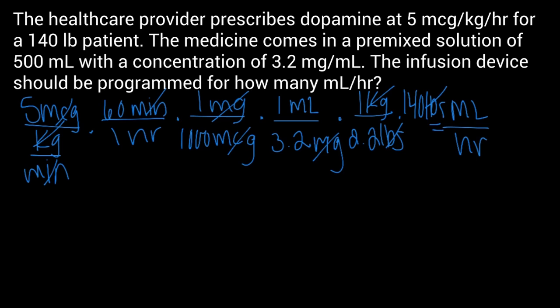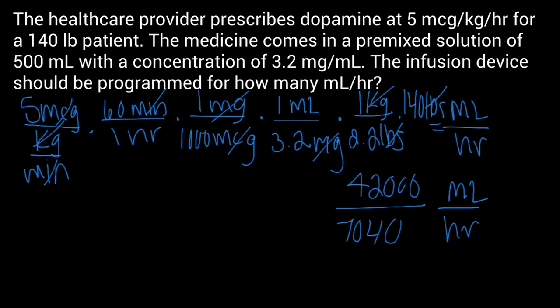Now we are left with milliliters over hours, and so if I multiply across, it would give me 42,000 over 7,040, and I am in milliliters per hour. And finally reduce, so 5.97 milliliters per hour.